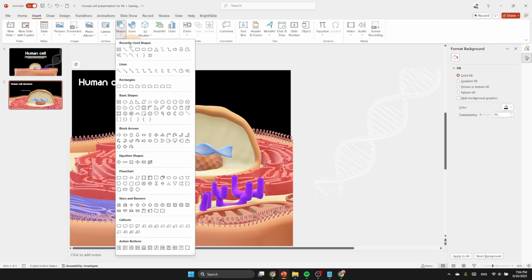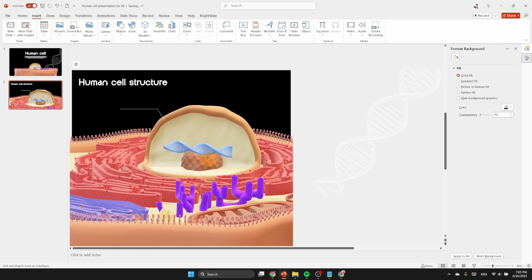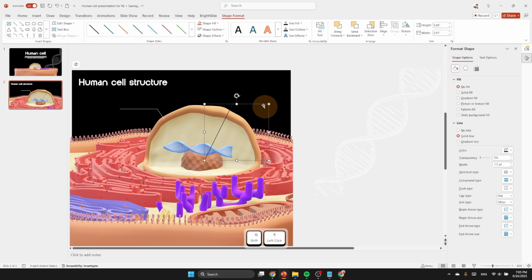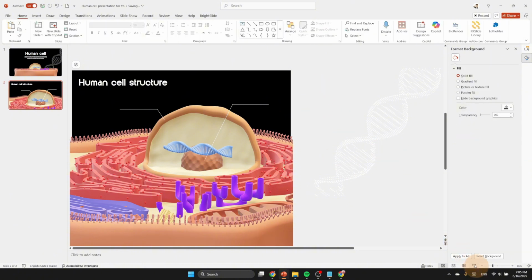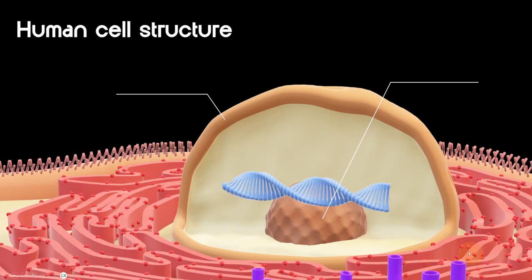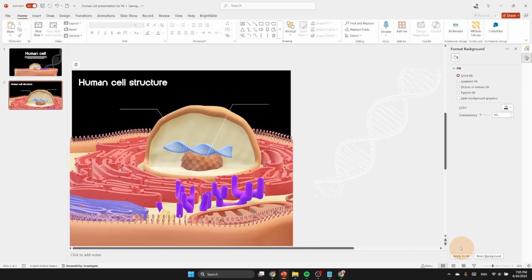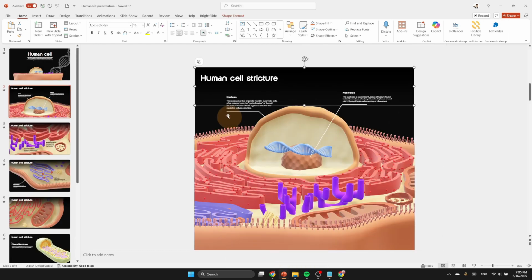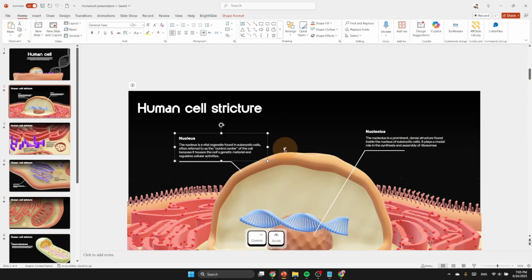So next, we'll insert another line targeting the center right there and give it the same 1 point width. And the coloring, of course. So after that, we can simply copy and paste the title and description for each element from the completed presentation.